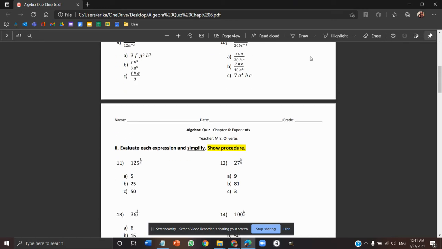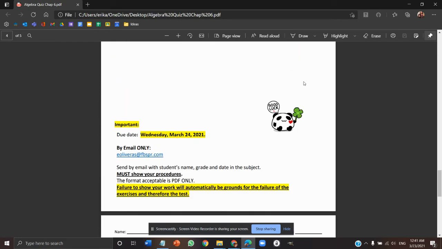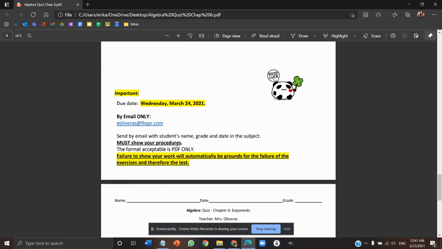Well, it's very simple. At the end of your quiz, I always try to add some instructions. Instead here, that it must be sent by email. It says send by email with the student's name, with your grade and the date in the subject area of that email. You must show the procedures on that paper that you're sending me. The acceptable format is PDF only.